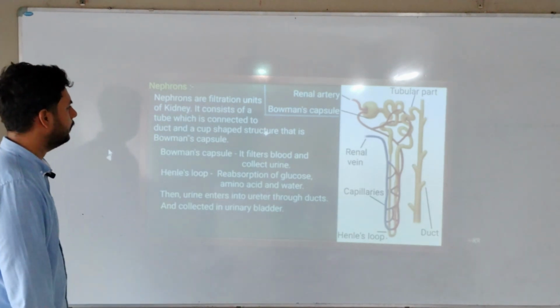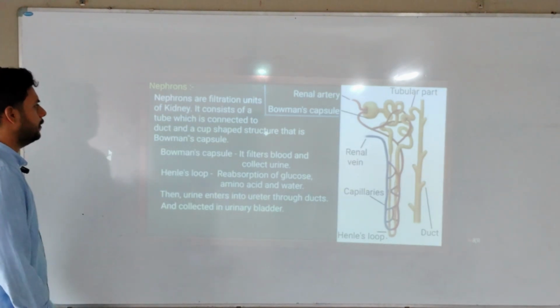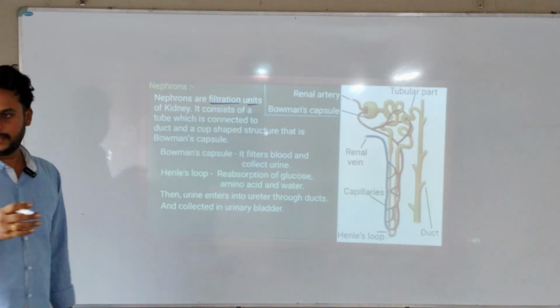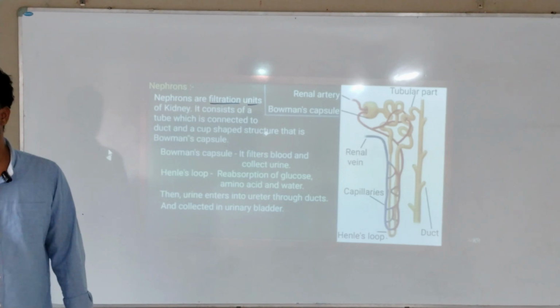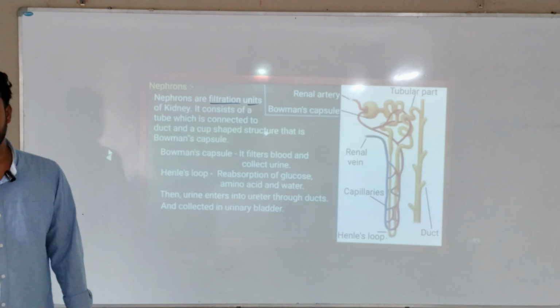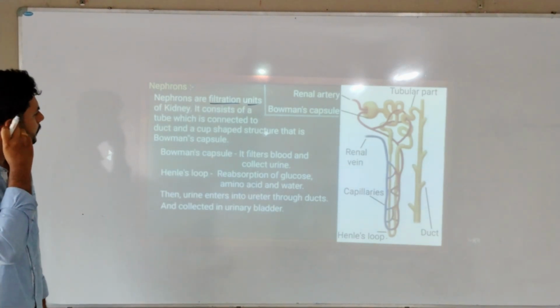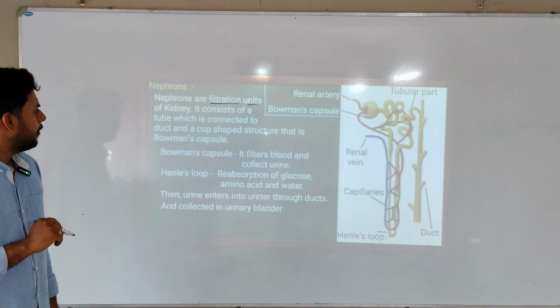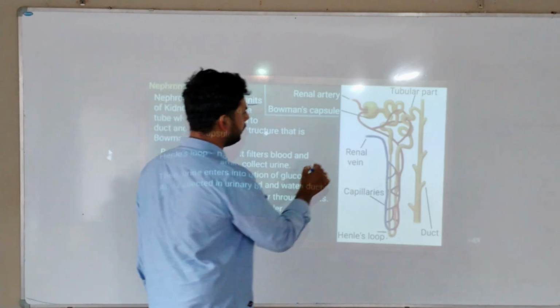Read. Nephrons. Nephrons are filtration units of the kidney. This should be written first. Kidneys filter the blood, but from where do they filter? They filter through nephrons. Nephrons are filtration units of the kidney. Next. It consists of tubes which are connected to a duct and a cup-shaped structure. You can see here a duct and a cup shape.